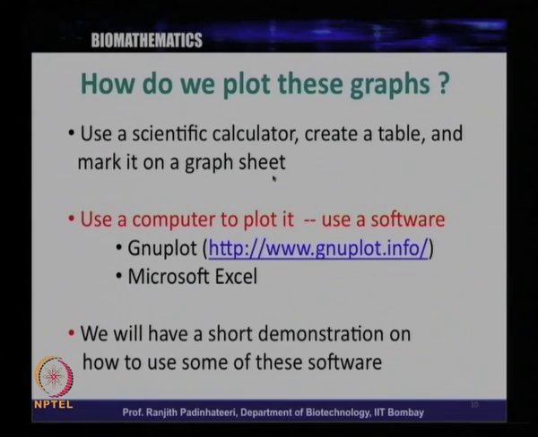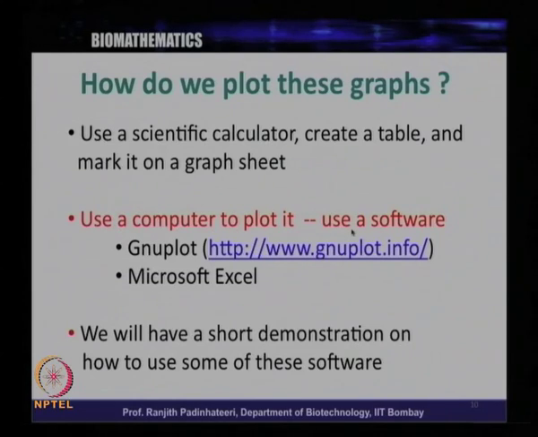All of you would have seen a scientific calculator having an exponential function, and many of the functions that we use are there in a scientific calculator. So you could use a scientific calculator, create a table like what we did last time, and mark it on a graph sheet, and that will give you a graph, but it is a lot of work. To get a smooth curve, one has to make many points, and it is time consuming.